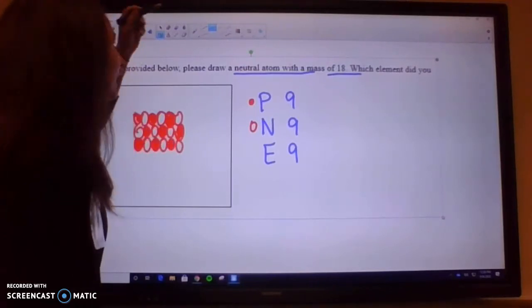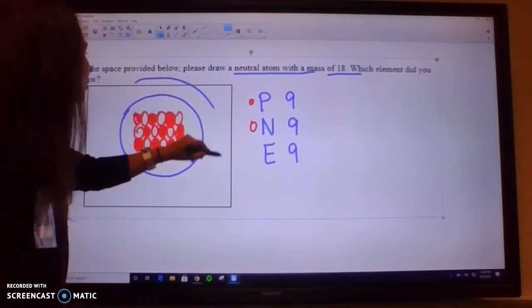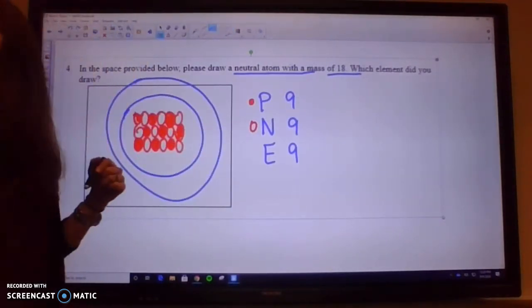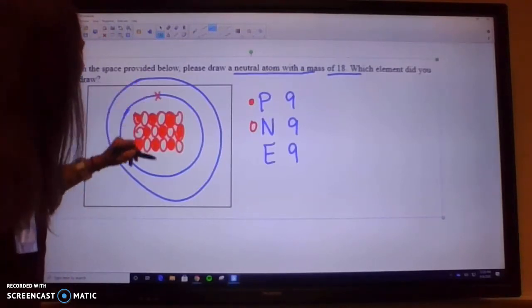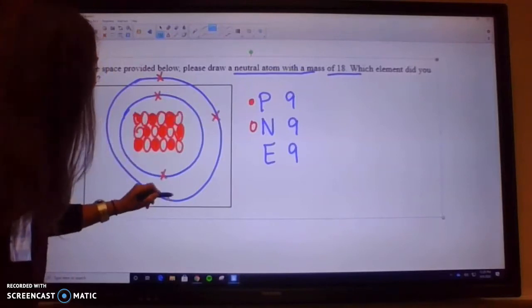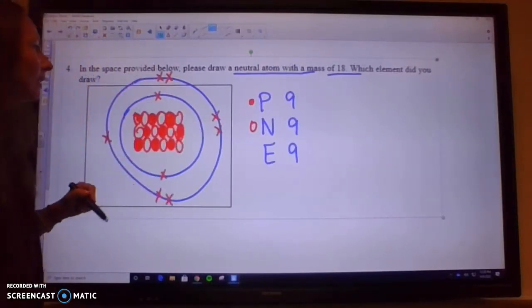7, 8, 9. Okay, and then 9 electrons. So I'm going to have 2 rings, 9 electrons. How many goes on the first ring again? 2. And then the next ring, I'm going to have 7 more. So 1, 2, 3, 4, 5, 6, 7.